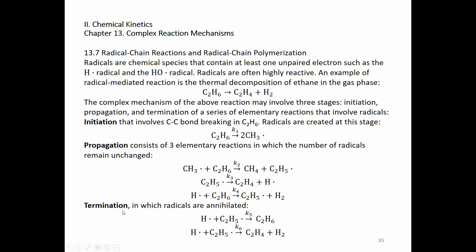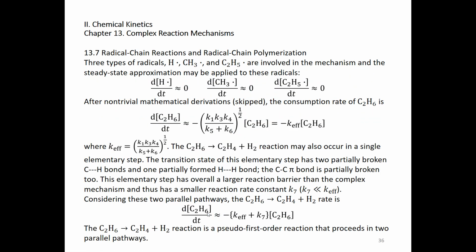In the termination stage, radicals are annihilated. But how? Usually you have 2 radicals reacting with each other, and then all electrons are paired. For example, the hydrogen radical and the ethyl radical may form ethane, or the hydrogen radical may attack this ethyl radical, take away one hydrogen atom, and form H2 and then ethylene. By the way, this hydrogen radical is just the hydrogen atom.